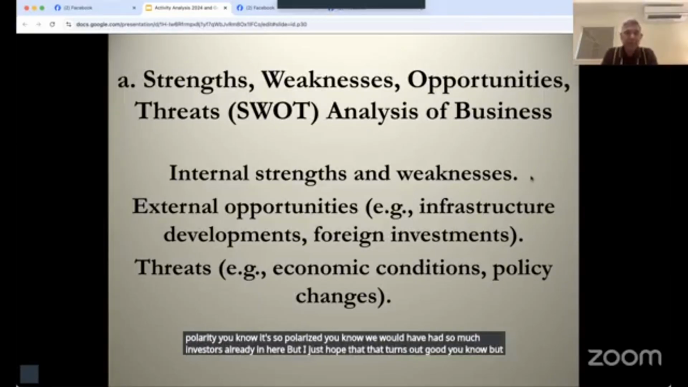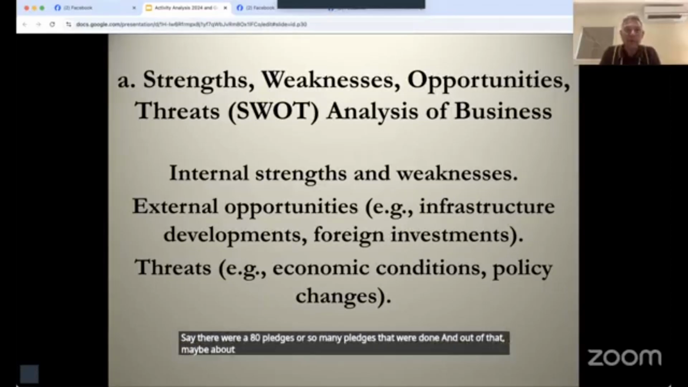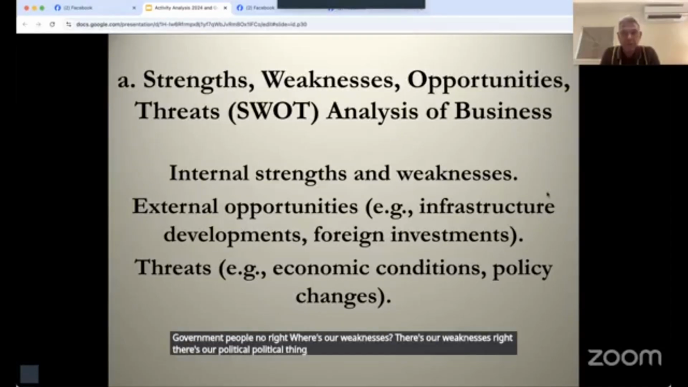But say there were 80 pledges, or so many pledges that were done, and out of that, maybe about 15% only really came in, in renewable energy and in warehousing. And there's still so much. If we could just fix our act, all these government people, no? All right. Where are our weaknesses? There are our weaknesses right there. It's our political thing. And that's why people have chosen to go to Vietnam, and they've gone to Indonesia, they've gone to Malaysia.